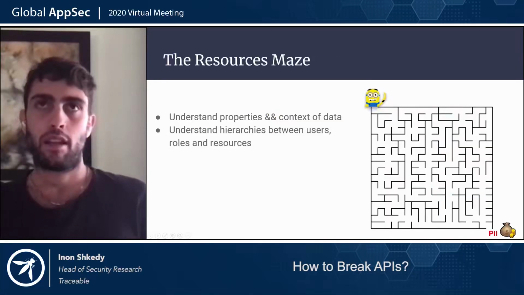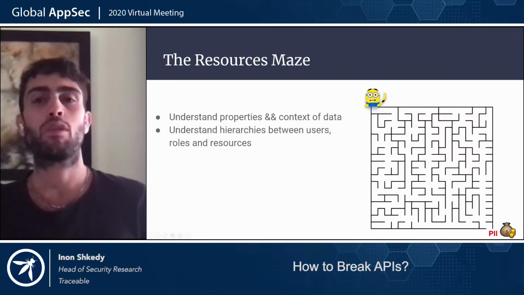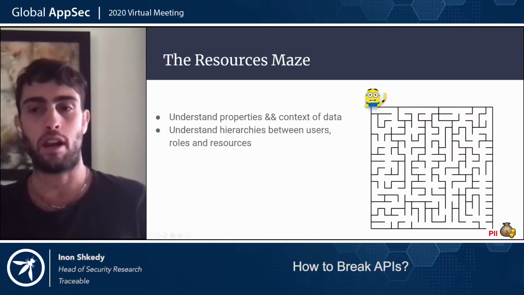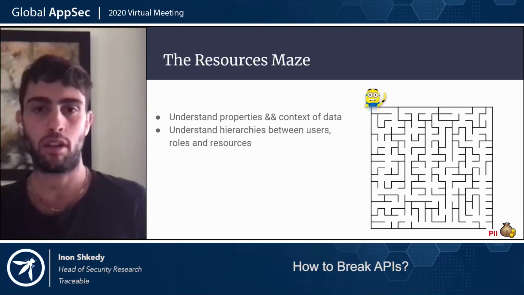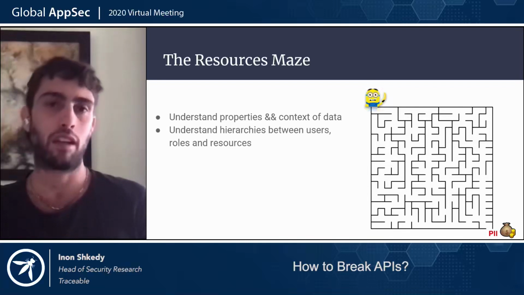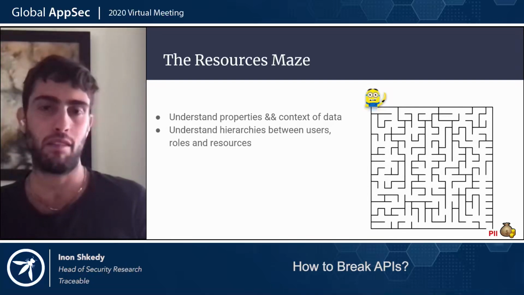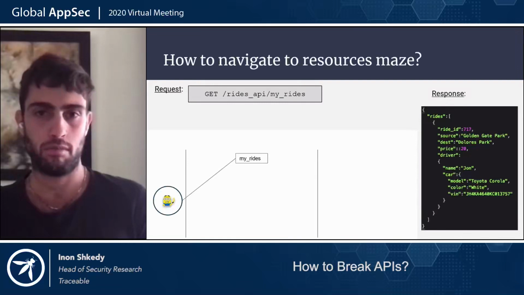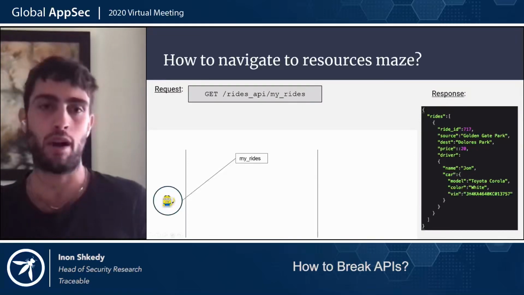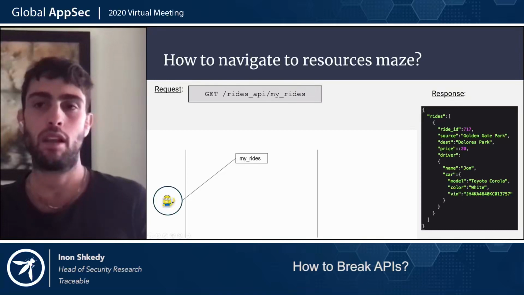So it's a good question how to exploit this vulnerability in APIs, because it's not very straightforward. You just need to call all the API endpoints and start taking a look at the responses. Some tips I can give you on how to navigate this maze would be to understand the hierarchies between users, roles, and resources. Let's say, for example, that you access this API call to get your previous rides.